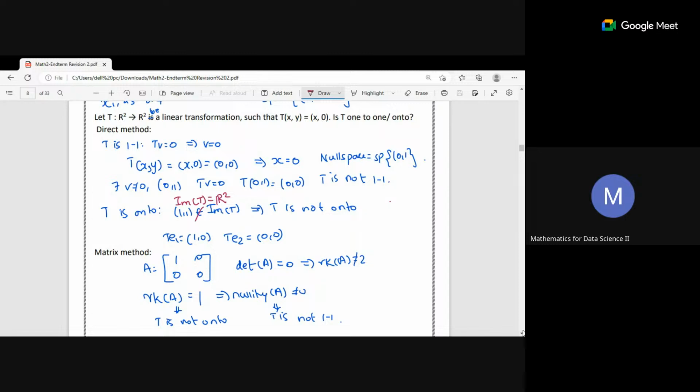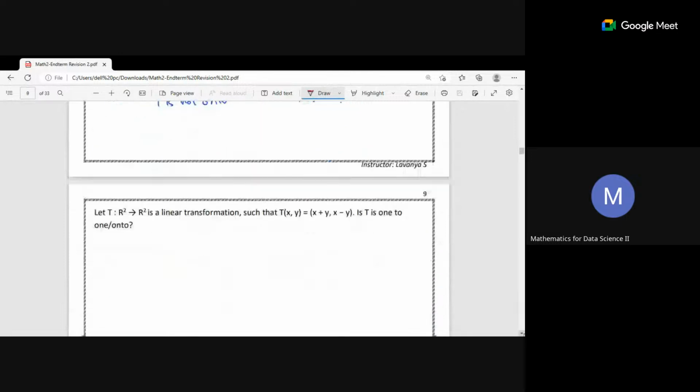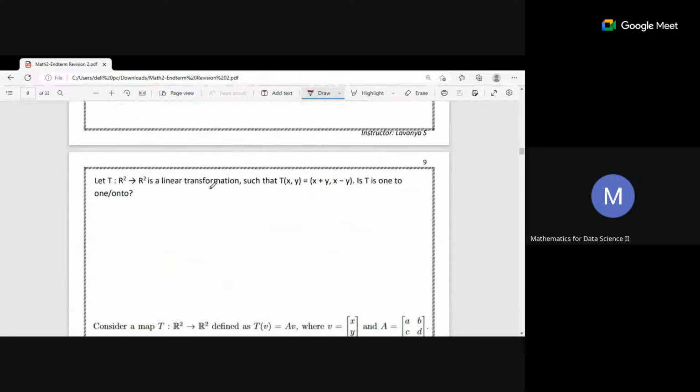So usually for transformations with the same dimensions of domain and codomain, the matrix method is always convenient. Let T from R2 to R2 be a linear transformation given by this transformation. Now, how do you verify 1 to 1 and onto? What is T e1?